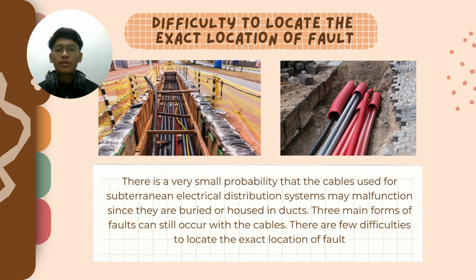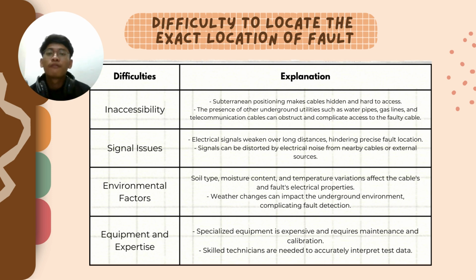Next, we move to the difficulty to locate the exact location of the fault. There is a small probability that the cable used for subterranean electrical distribution systems may malfunction since they are buried or housed in ducts. Three main forms of faults can still occur with the cables. There are a few difficulties to locate the exact location of the fault. Here are four main difficulties.